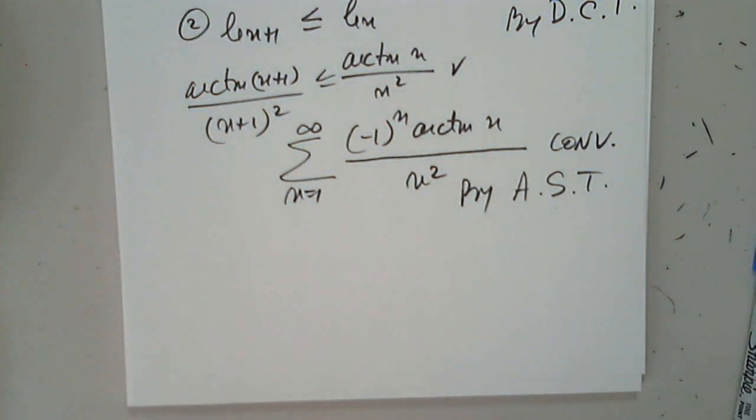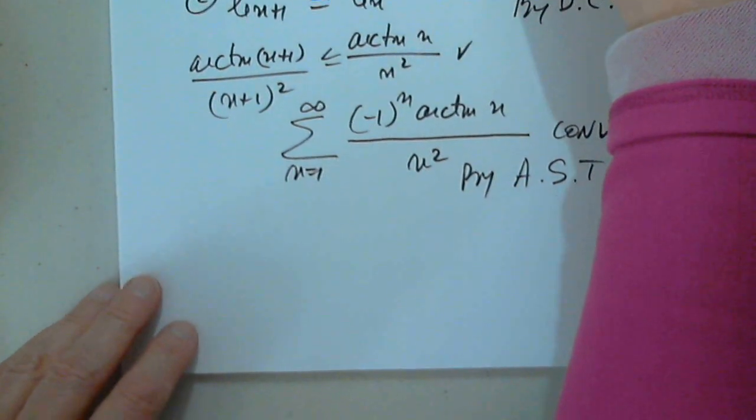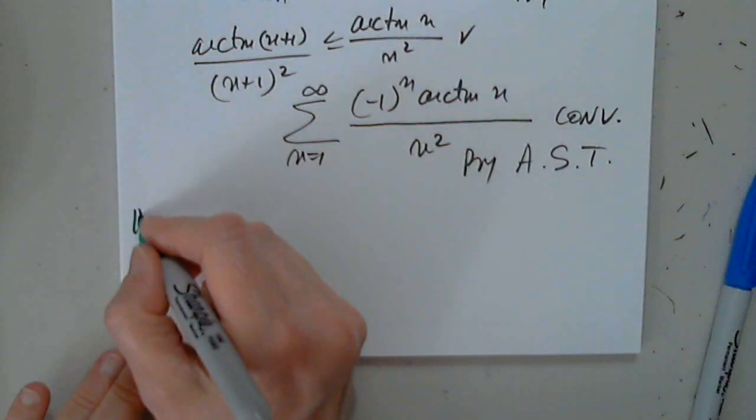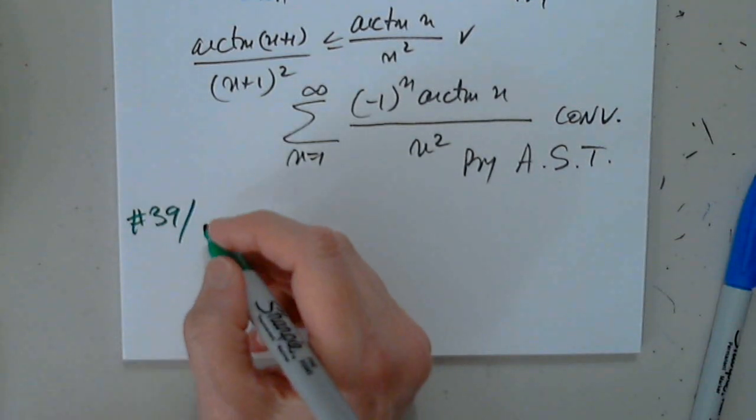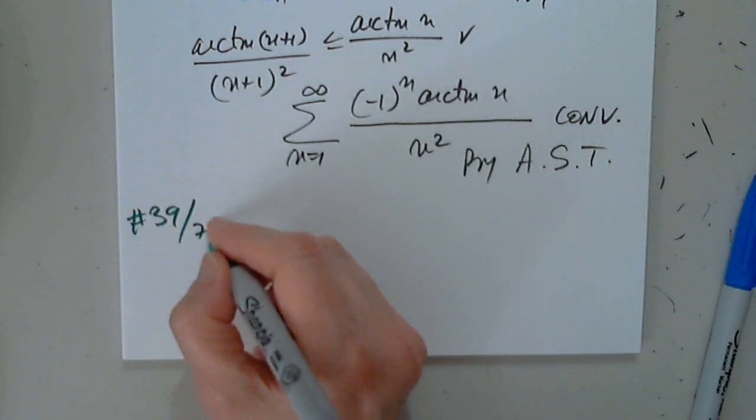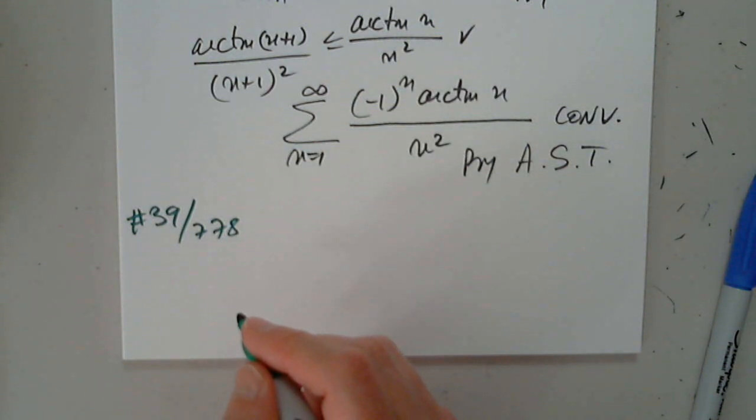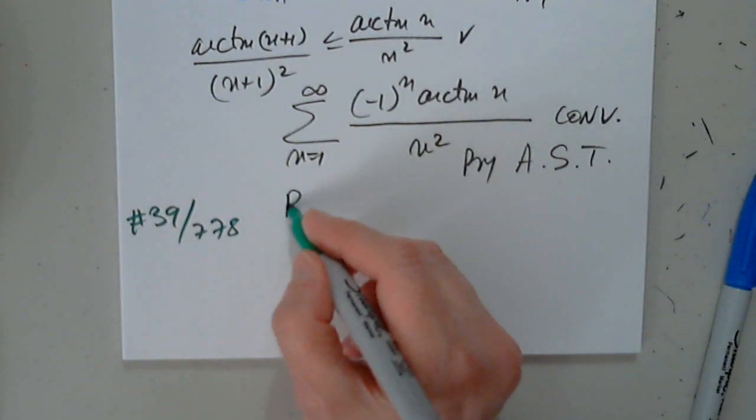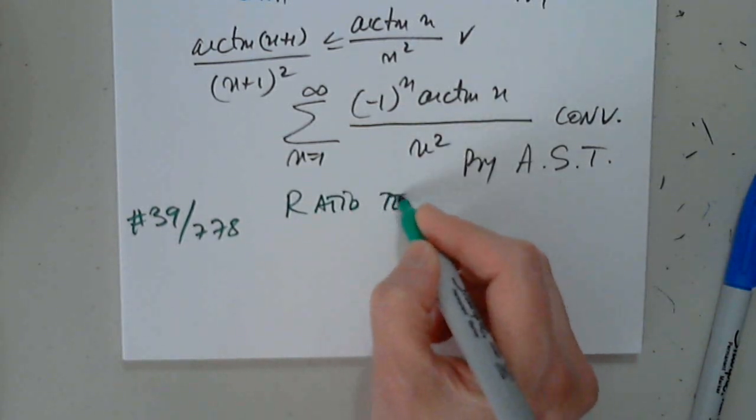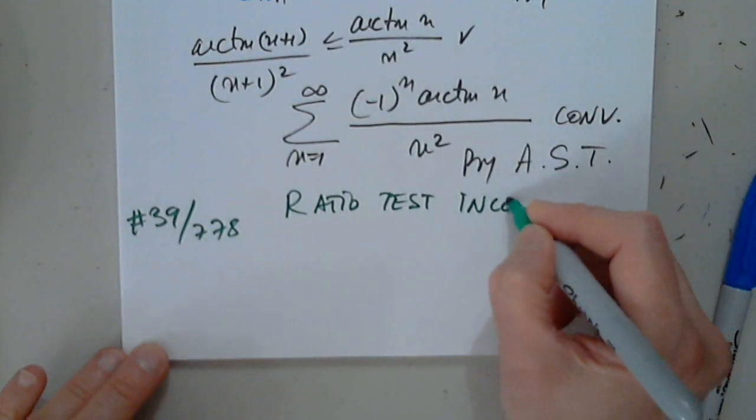Okay, 39, I would like to look at, and 41. Okay, so let's look at 39. And this one is still on page 778. For which of the following series is the ratio test inconclusive? Ratio test inconclusive.